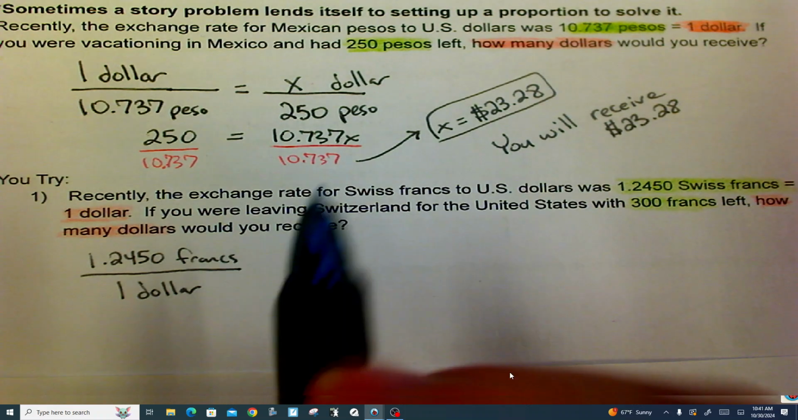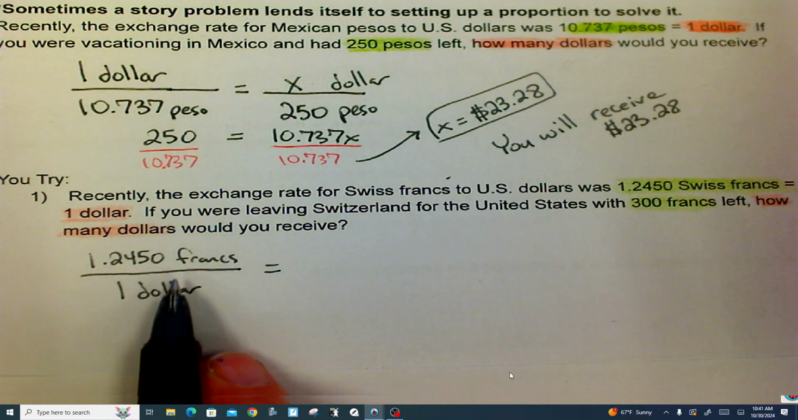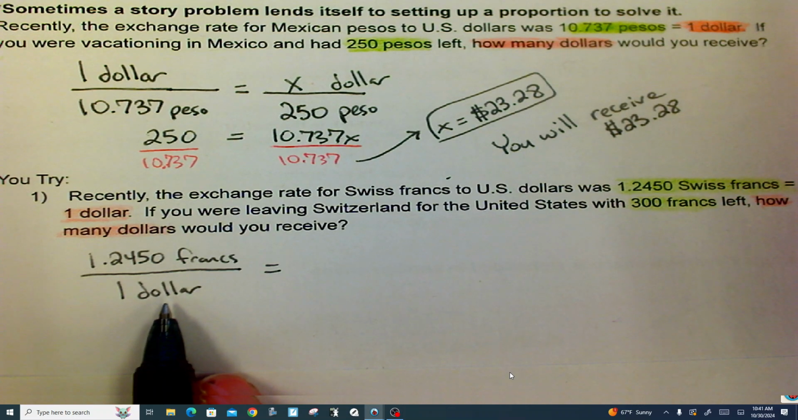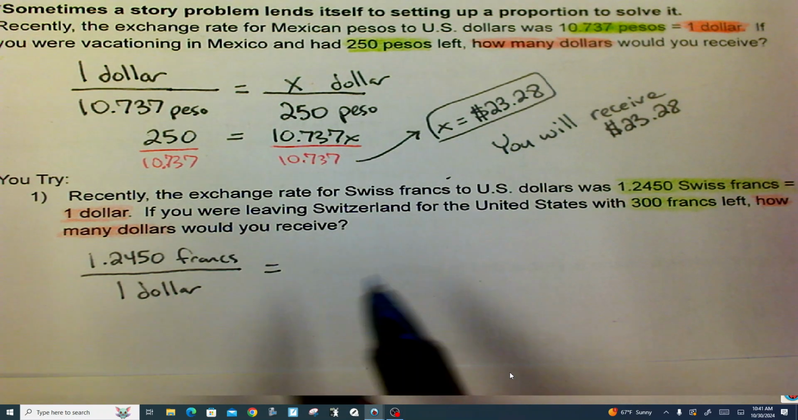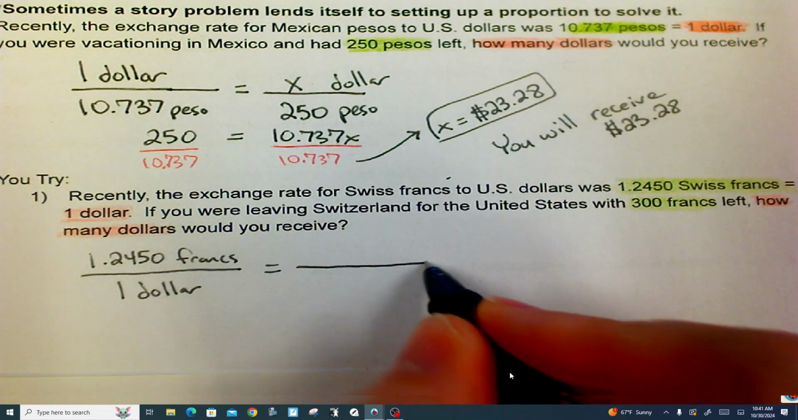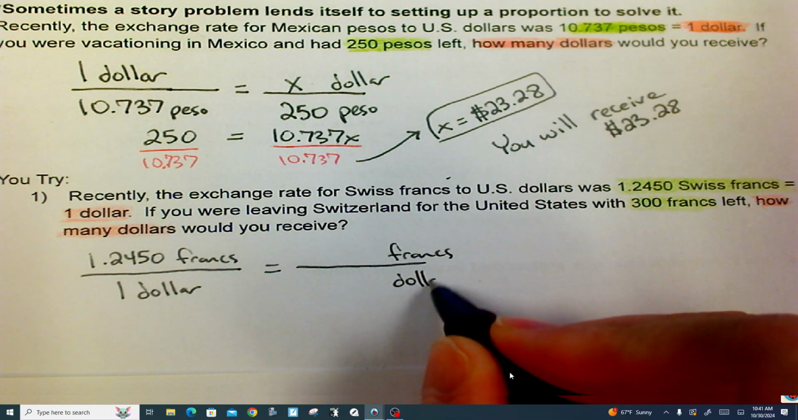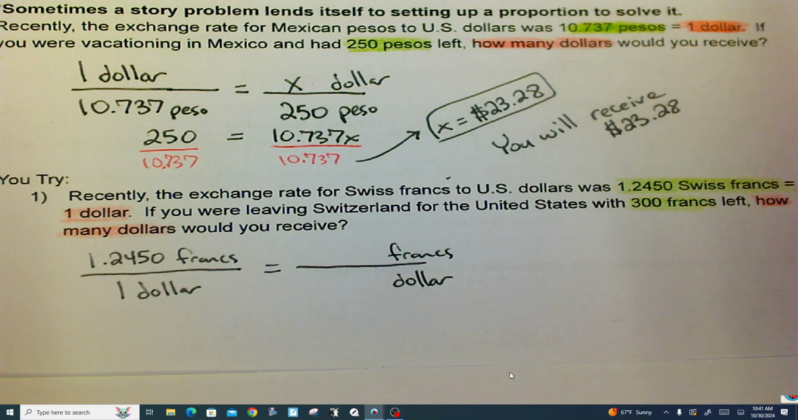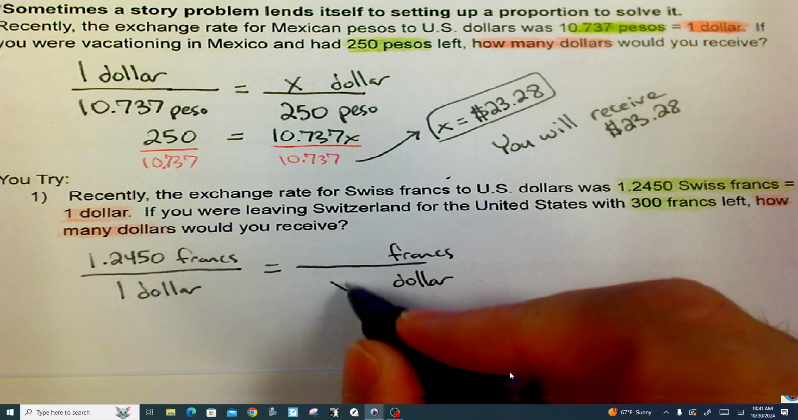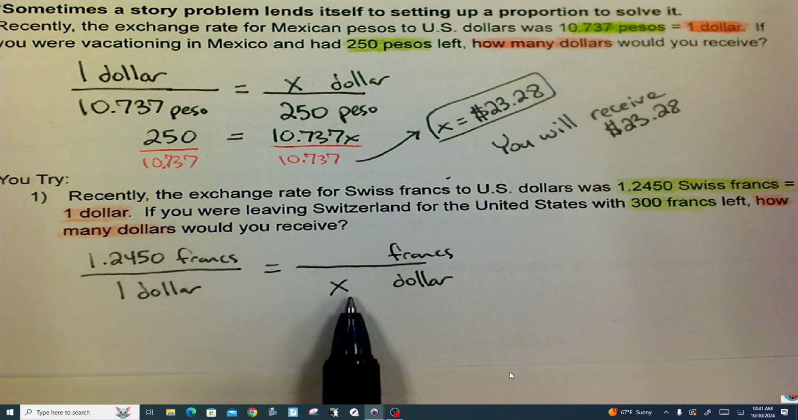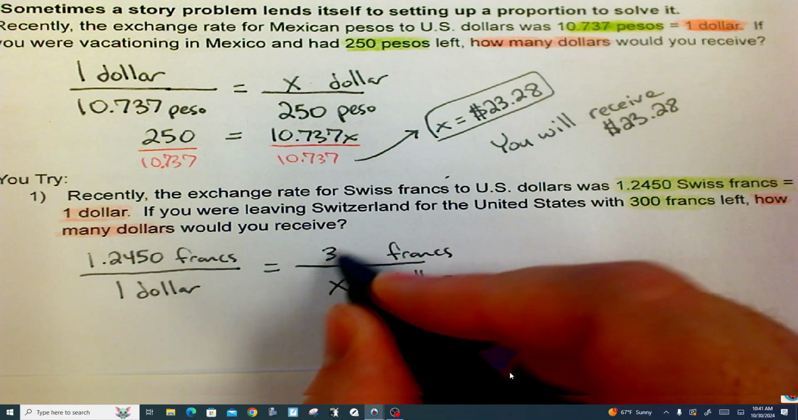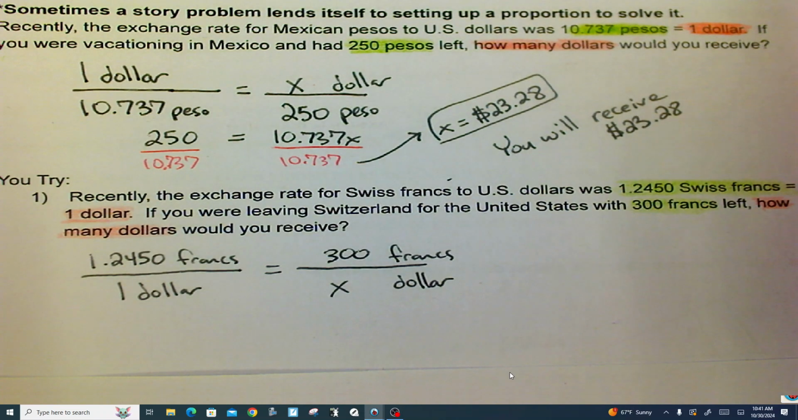So what's the trick? Well, after you make your first ratio here on the left side, your very first one, then what you have to do is make sure that you match the units. That is the most important part. If you don't make those units match up in a certain way, a certain pattern, then it's going to get you off track there. So let's put how many dollars as an X, and let's put the 300 francs right here, and that's it. Now we just go and cross multiply.